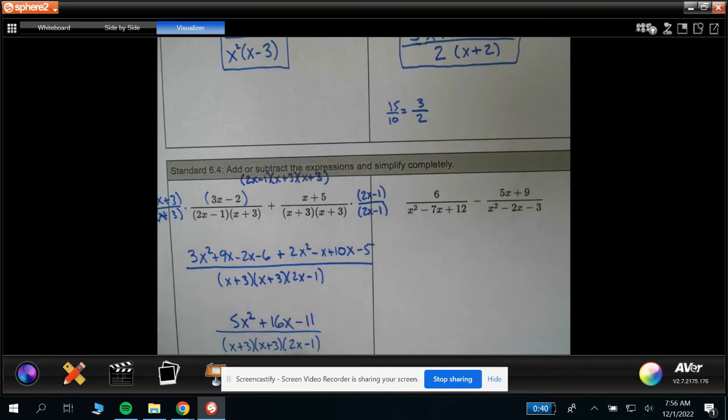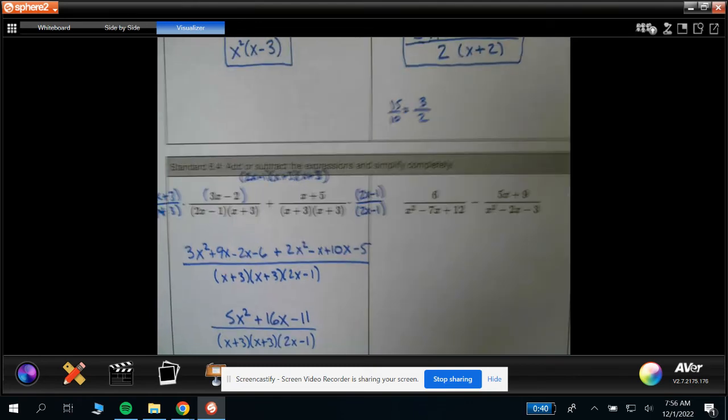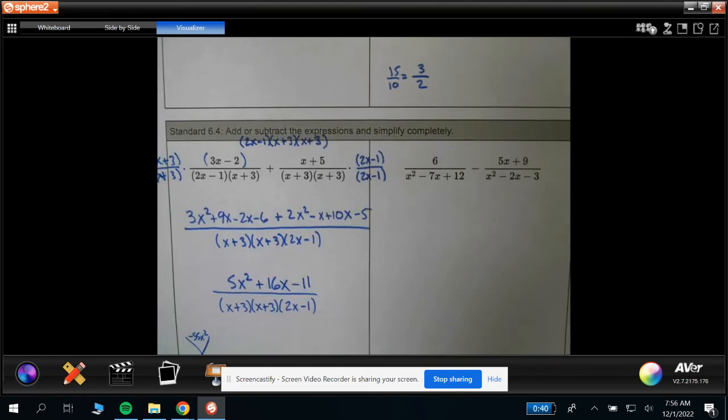Last step, can we factor this? Can we factor 5x squared plus 16x minus 11? Well, what goes into that? Is there anything that is going to multiply to negative 55x squared and add to 16? 55 and 1, 5 and 11. Doesn't seem like that's going to happen for us.